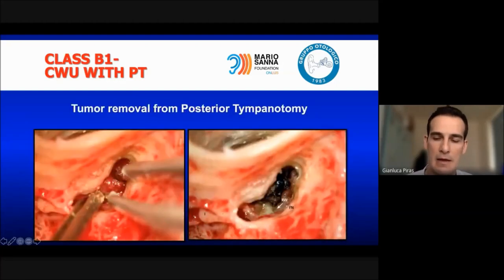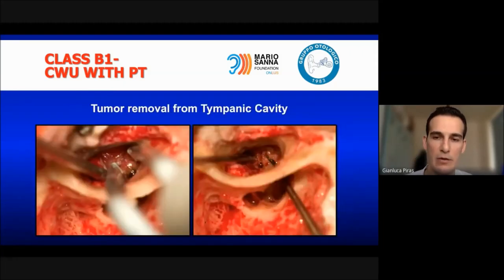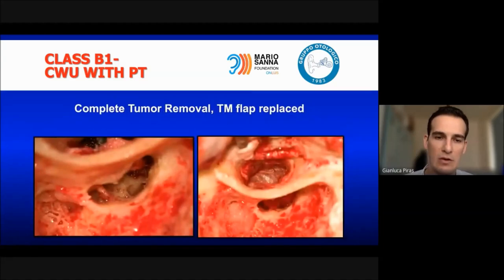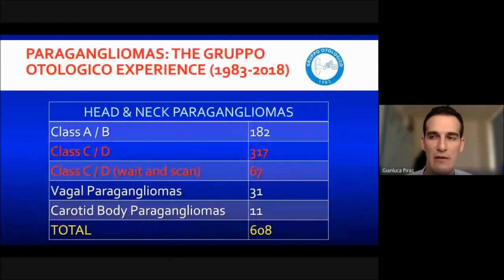In this way, you can control all the middle ear cleft. And then in a combined approach, through the ear canal and through the posterior tympanotomy, you can progressively remove the paraganglioma. What is important is not only to remove and coagulate, but also to drill the bone, especially the hypotympanic bone, where you have the feeding vessel to the paraganglioma. Otherwise, the risk is that you can have a recurrence after many years. That's our experience in paragangliomas. These are all the paragangliomas treated. I think we have maybe the largest series in the literature.